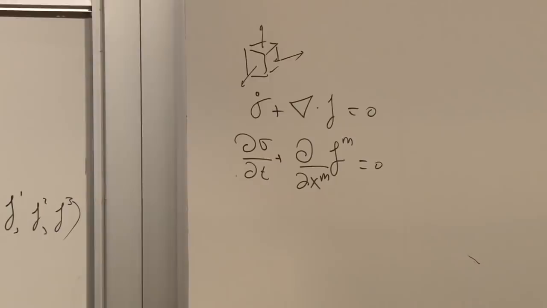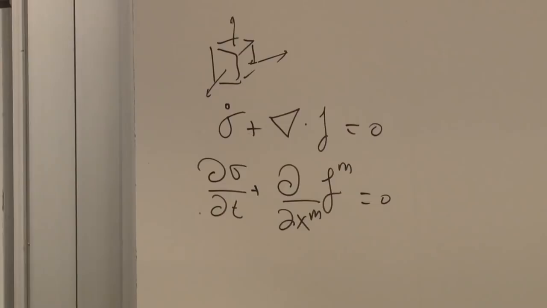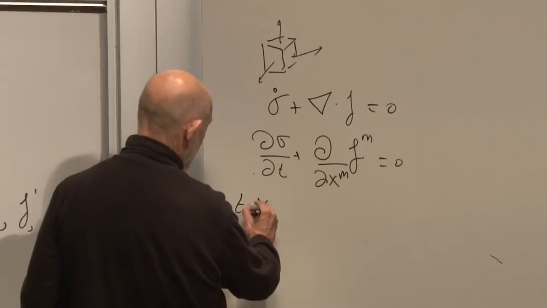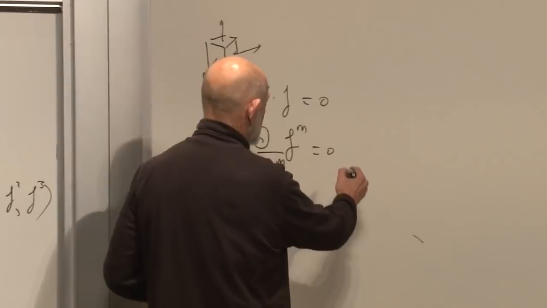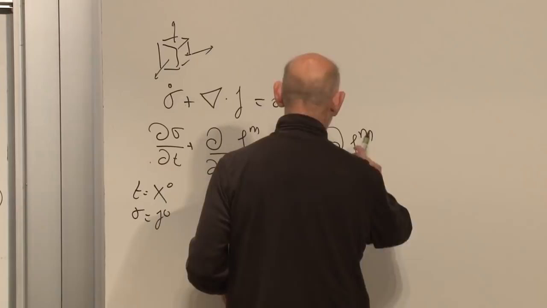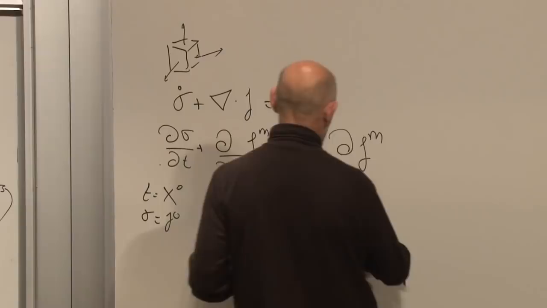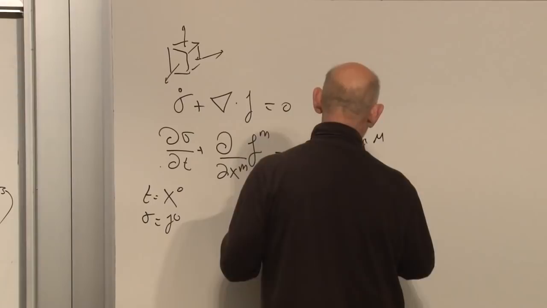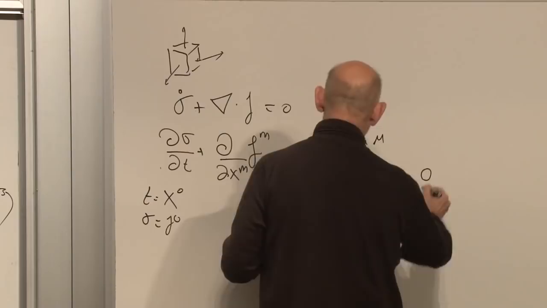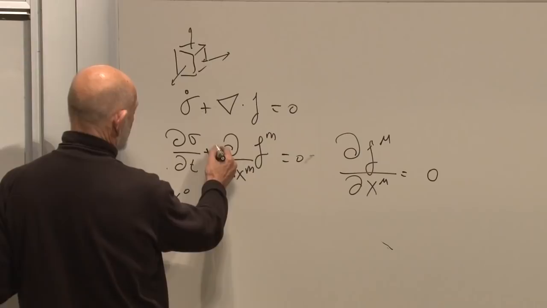And now, if I write that t is x naught and sigma is J naught, this just becomes the nice equation that the derivative of J mu, with a space-time index, not just a space index, with respect to x mu, is equal to 0. Incidentally, I suppose if I wanted to be really systematic, I would put a sum over mu here.